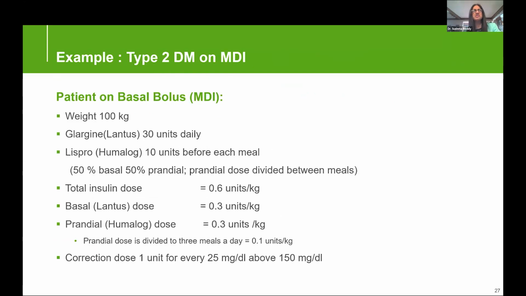And the correction dose, I used a target glucose of 150. The correction dose is 1 unit of insulin drops the glucose 25 points, and this is based on a 1500 rule that we commonly use with pump patients. So again, this is a formula that's commonly used to calculate insulin doses. Again, 0.6 units per kilo, divide them equally as basal and bolus.